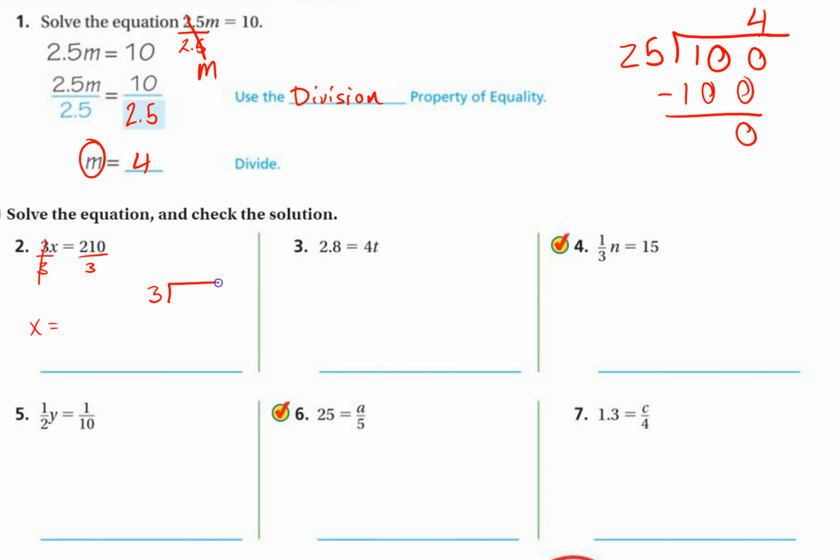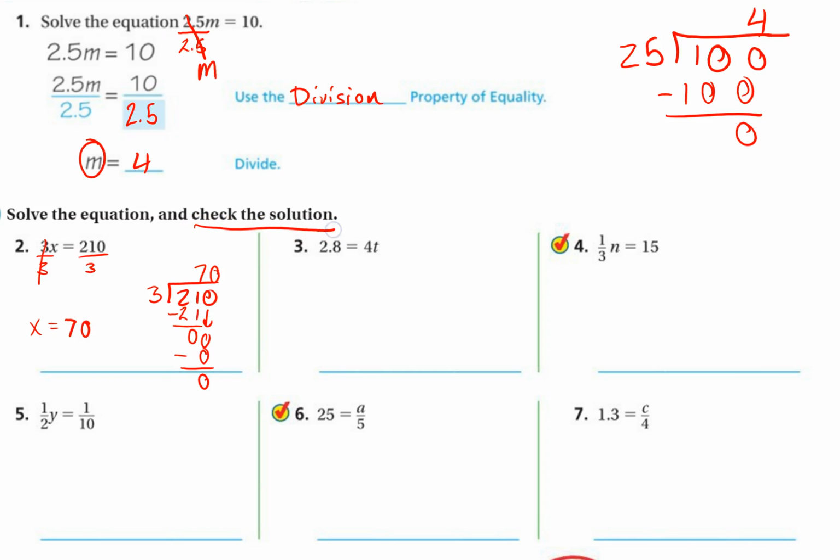And then I do 3 into 210. 3 can't go into 2. 3 can go into 21 7 times. 7 times 3 is 21. Subtract, bring down. 3 goes into 0 0 times. Subtract gives me 0. So x equals 70.